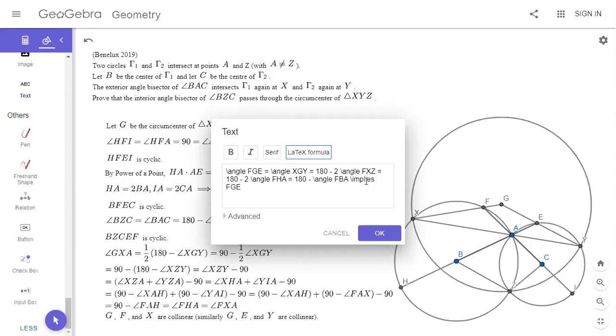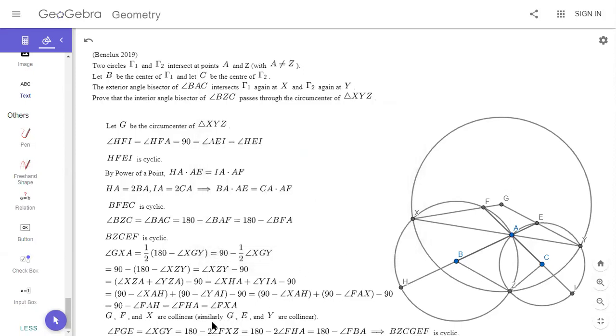So I'll just put them all at once. So BZCEGF is cyclic. BZCGEF is cyclic. So yeah, I'm running out of room here, but I think I will be good eventually.